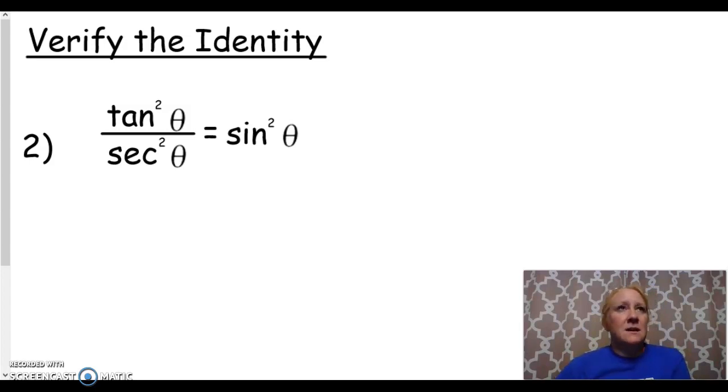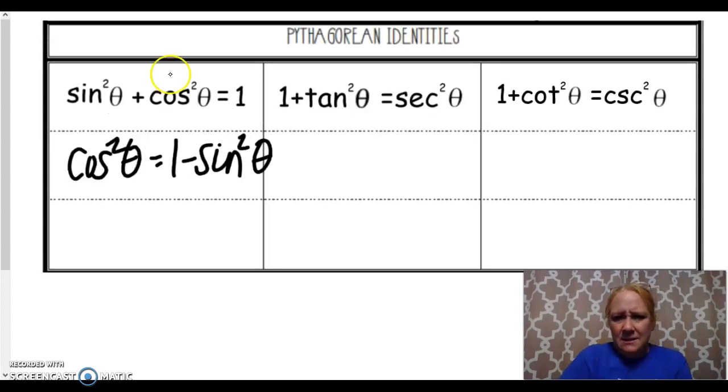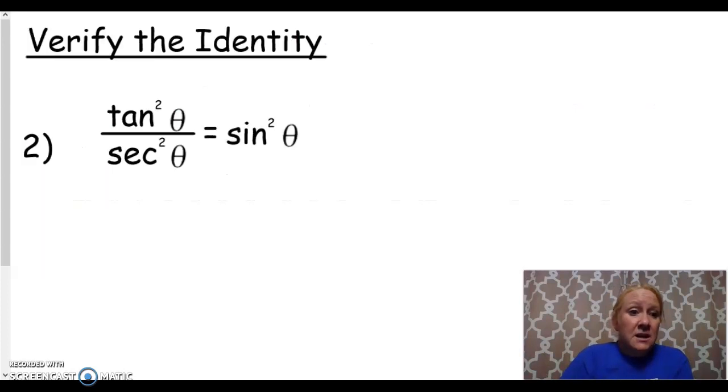Okay, all right, we've got tangent squared theta over secant squared theta equals sine squared theta. So now I want to think about some things. Is it going to help to use tangent squared? I have this Pythagorean identity, so tangent squared would equal secant squared minus 1, but is that helpful? It's not. So you have to look at the context and decide, for this situation, what do I want to do?